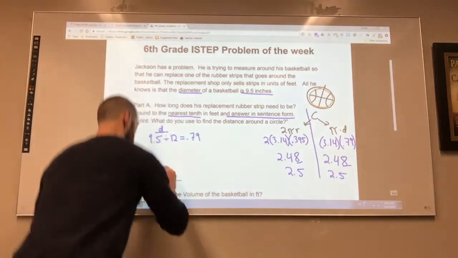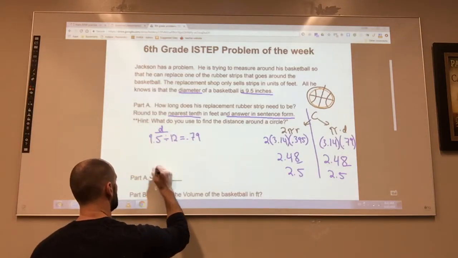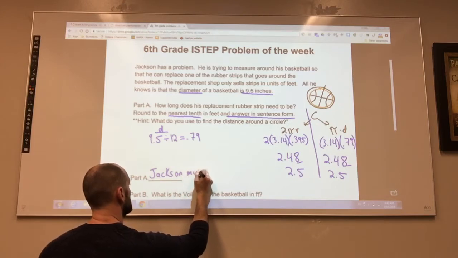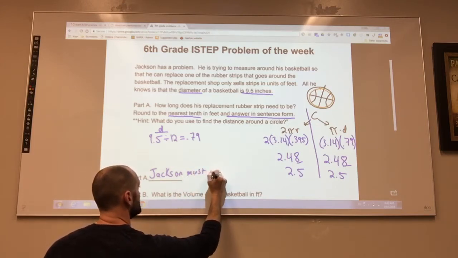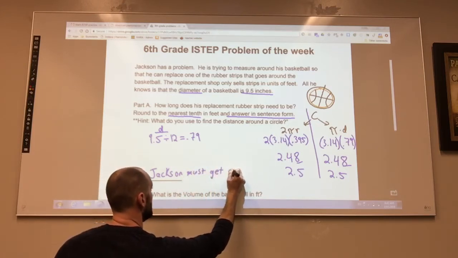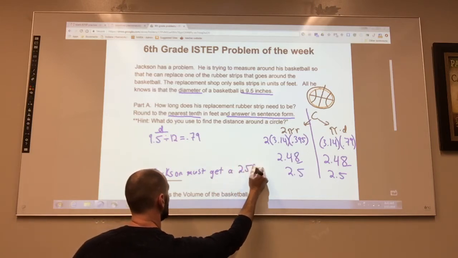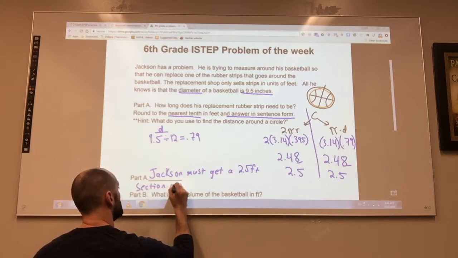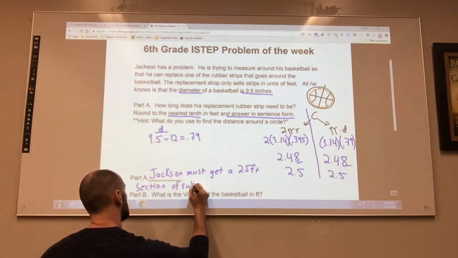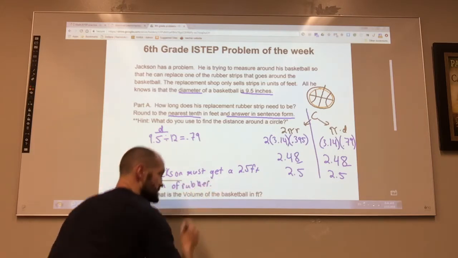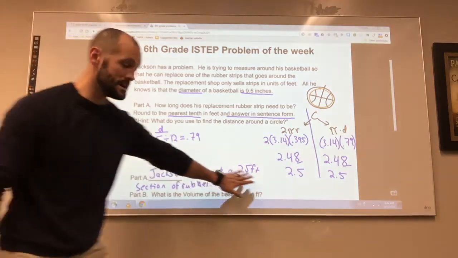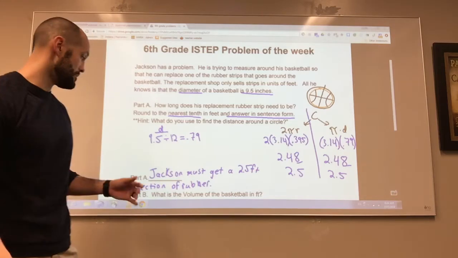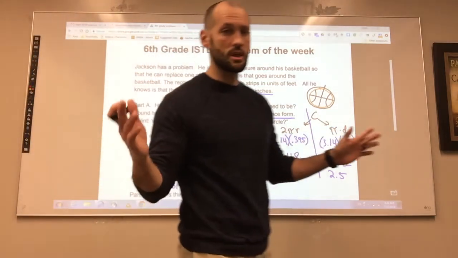I would state, Jackson must get a 2.5 foot section of rubber. That's really all I have to state. See, it is the same answer, but can you state it in sentence form? Jackson must get a 2.5 foot section of rubber. That's all I have to say.